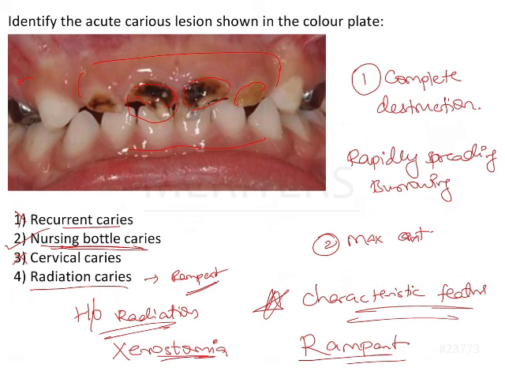So since no history has been given of radiation, we can rule that out. And since nursing bottle caries is very frequently seen in children of this age group, that is in the primary dentition stage, we can very safely identify and diagnose this condition as nursing bottle caries.